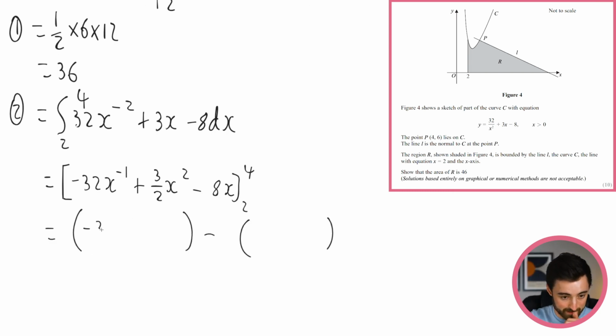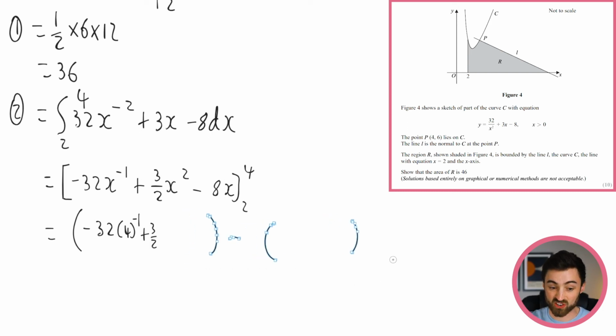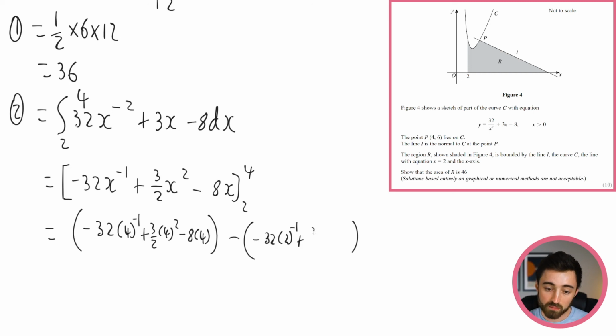So I'm going to get minus 32 times 4 to the minus 1 plus 3 over 2 times 4 squared minus 8 times 4. I'm running out of space in my bracket because there's just so much stuff to do. And then minus, similar thing. So minus 32 times 2 to the minus 1 plus 3 over 2 times 2 squared minus 8 times 2. Oh, grim.